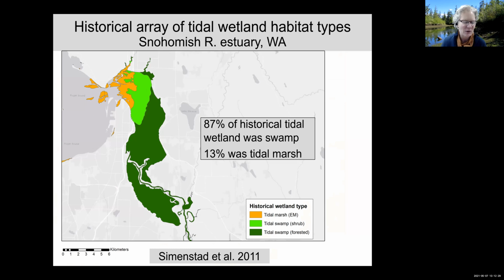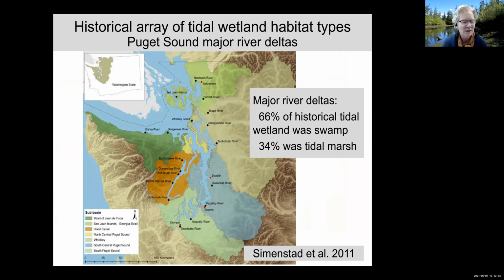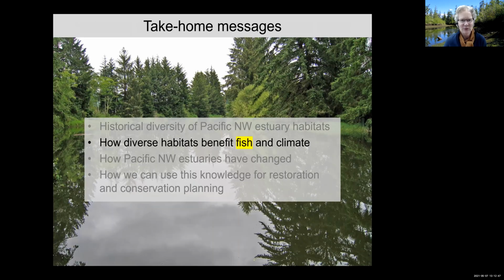This example is from the Snohomish, 87% swamp. And these data come from Simenstad et al. 2011, the change analysis work. And across all the major river deltas, 2/3 of the historical tidal wetland area consisted of swamp. So this was true throughout the Northwest. It wasn't all about the tidal marsh. There was a lot of tidal swamp. Actually, the predominant type in our Northwest estuaries was not marsh, but swamp.